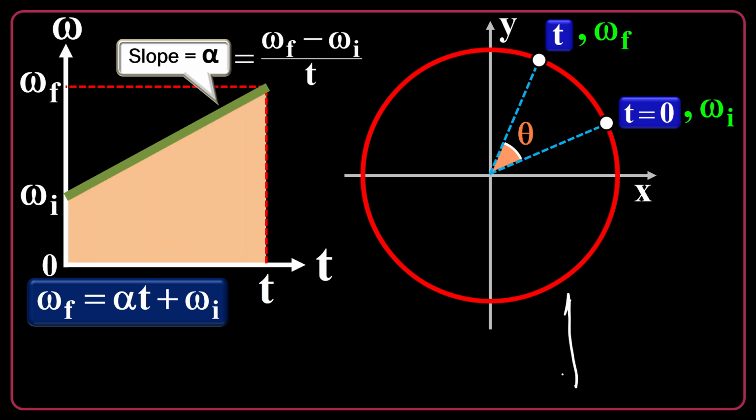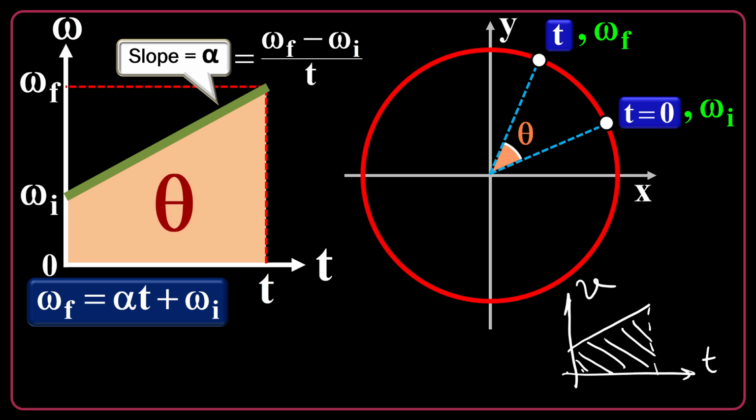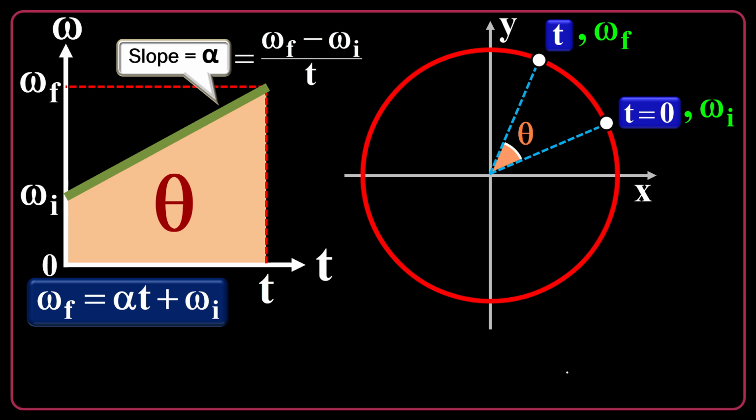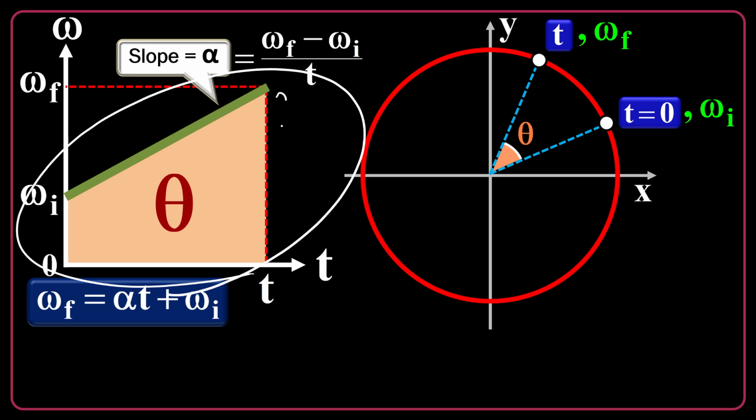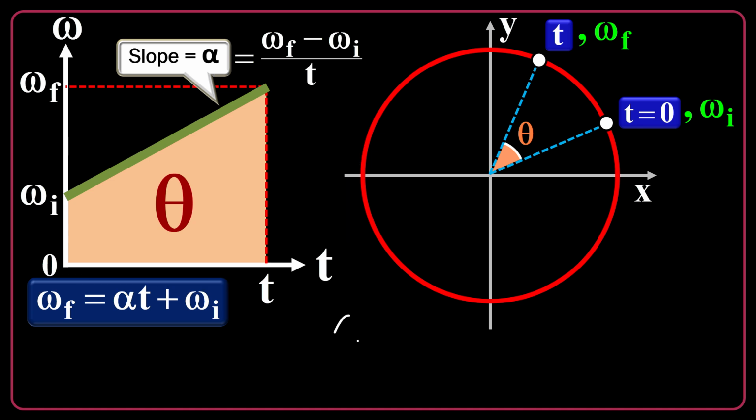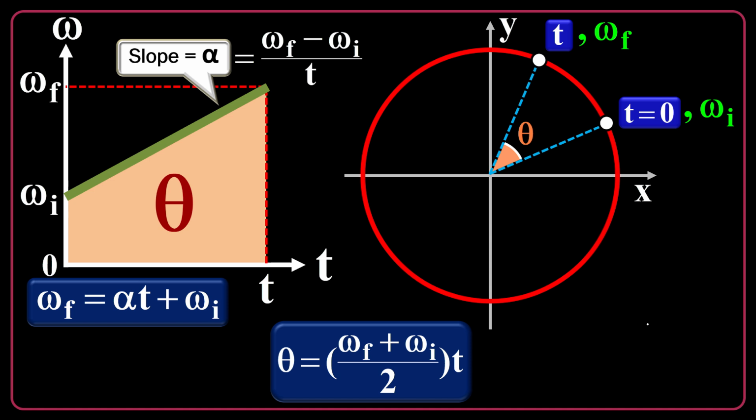Do you remember in linear motion I told you the area under the v-t graph indicates displacement? So by similarity, the area under the omega-t graph will indicate angular displacement. So it must be theta. Okay, now let's find theta. Here we have a trapezoid. You see, it has a large base of omega final, a small base of omega initial, and a height of t. So let's write theta like that: large base omega final plus small base omega initial, divided by 2, times height. That's all. So this is theta, the angular displacement.